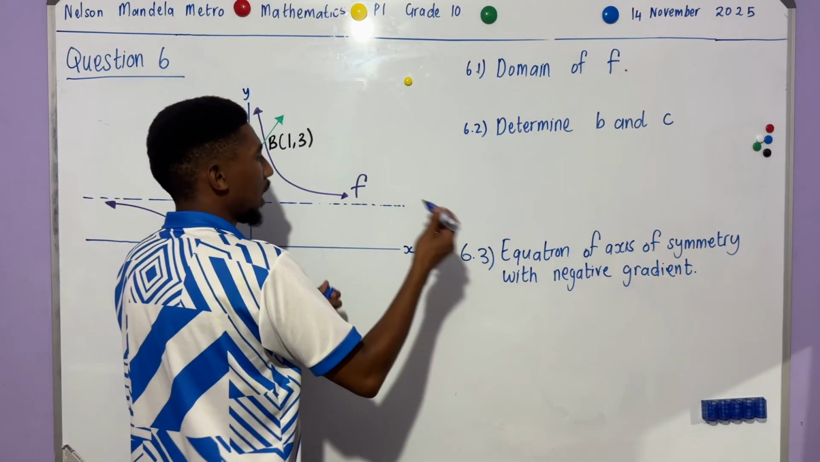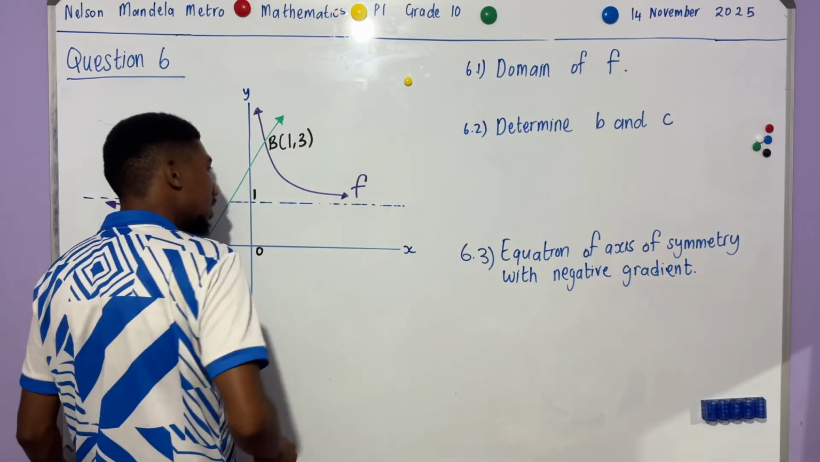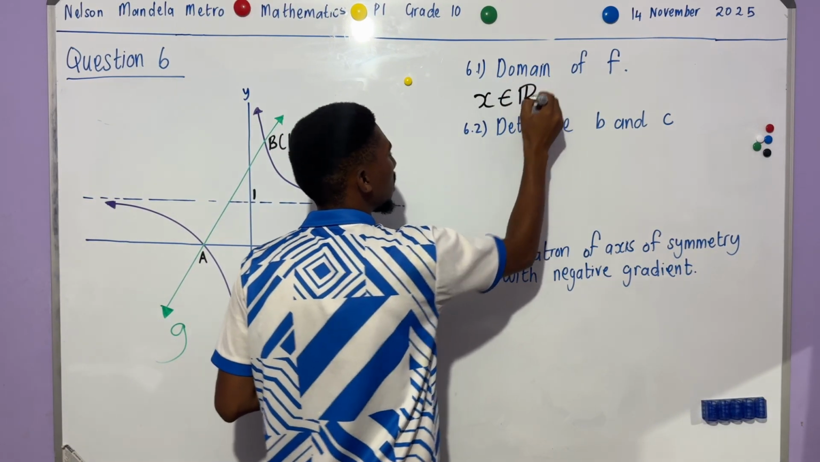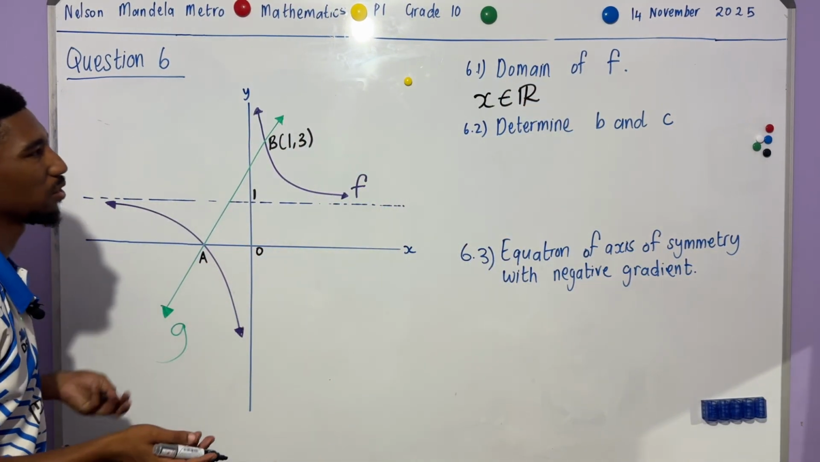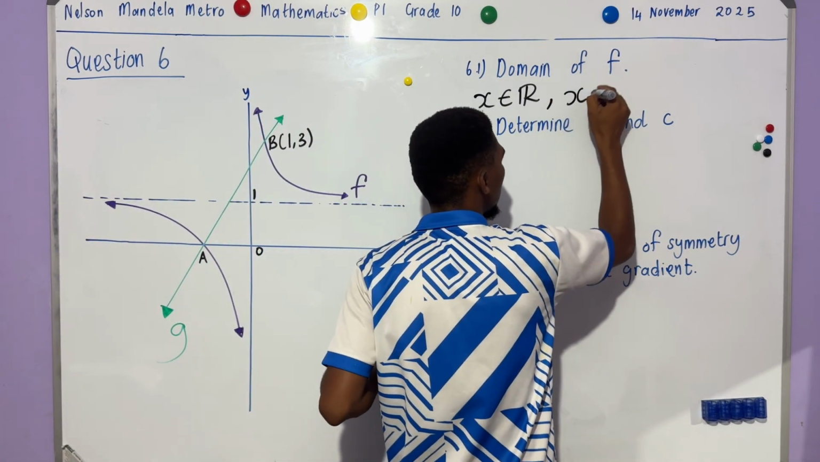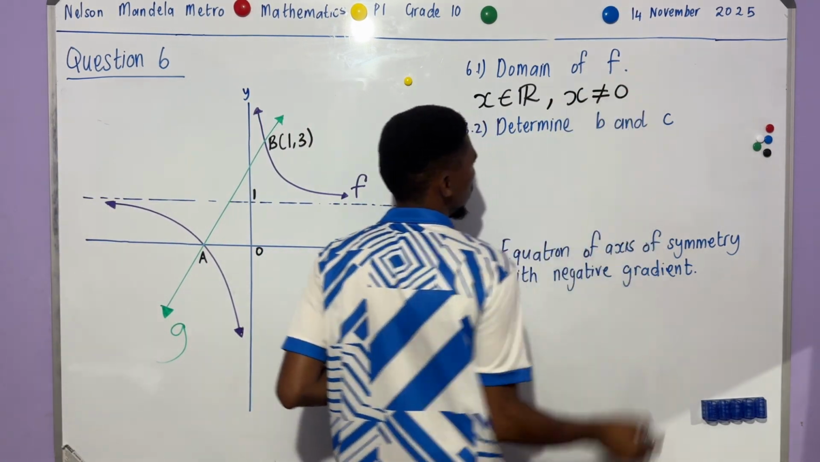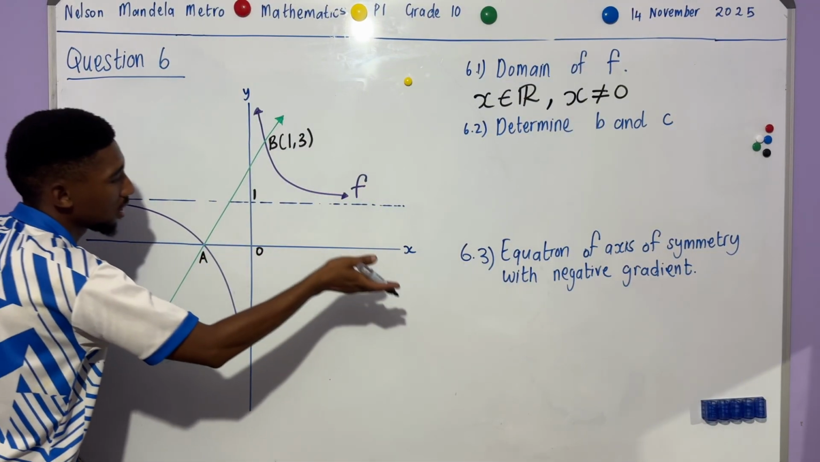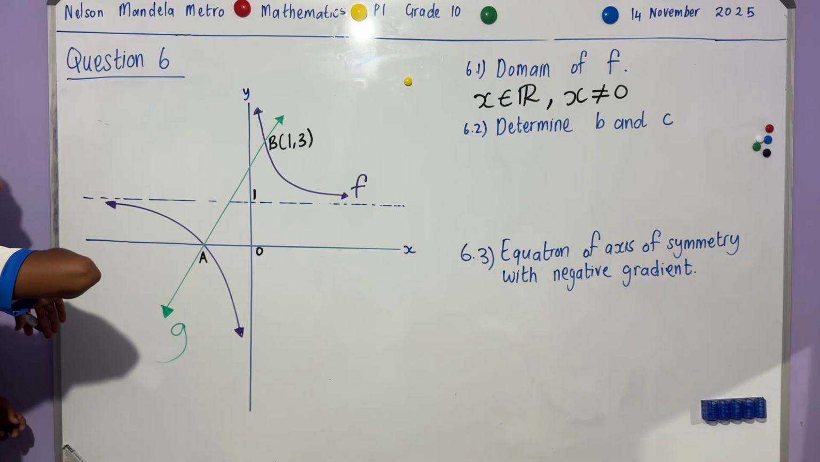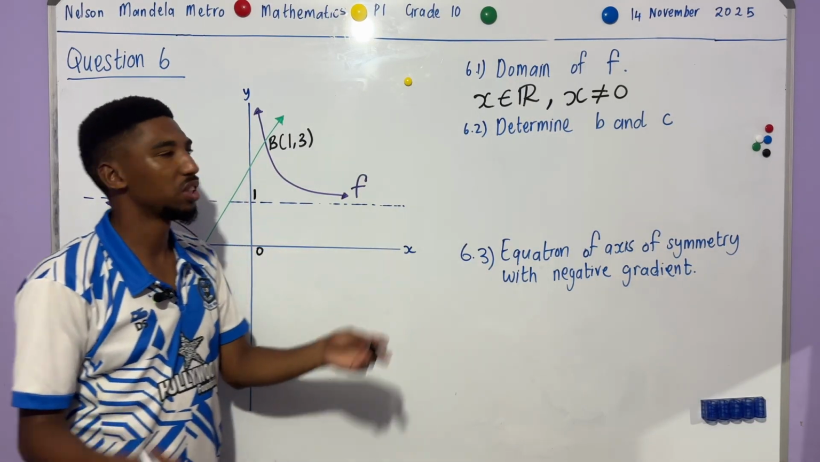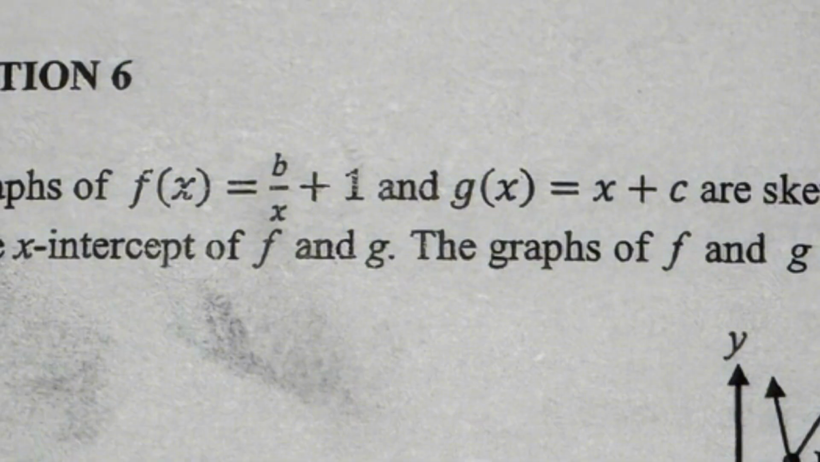So I can say then x is an element of all real numbers. You can also say x is going from negative infinity to positive infinity. However, x does not equal 0. You could have also said x is bigger than 0 and x is smaller than 0 as well. There are a few ways to write this, and you will get the marks whichever way you do so.